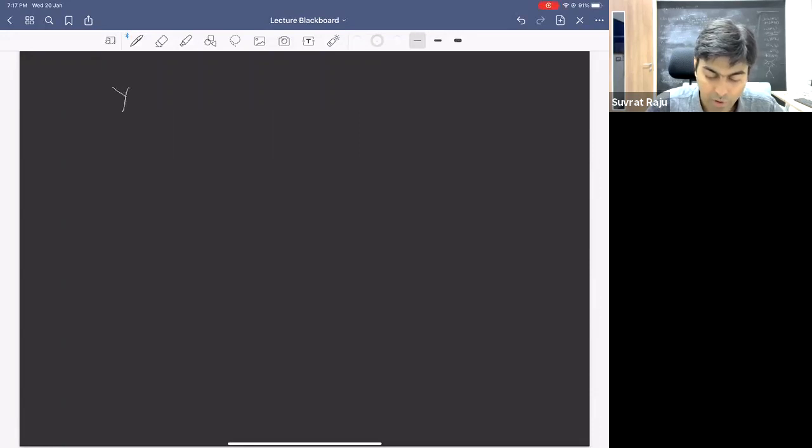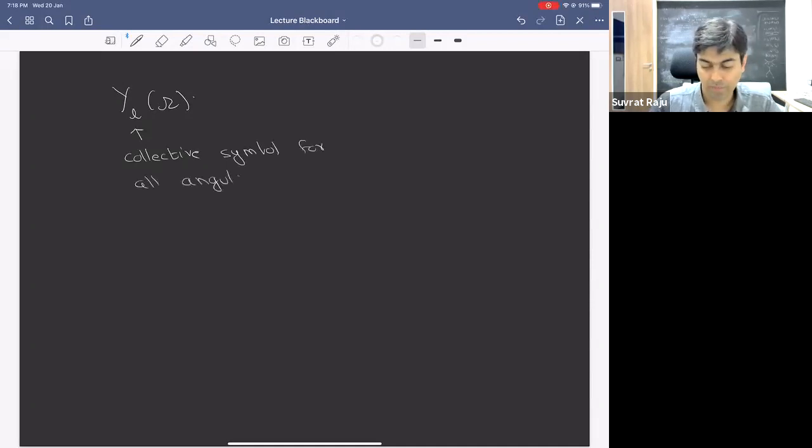So I'm going to denote a spherical harmonic by Y_L(omega). You will see this notation appearing again and again throughout the course, and that's because we are almost never going to be interested in the details of this Y_L(omega). Okay? So this L here is actually a collective symbol for all the angular quantum numbers. Okay?